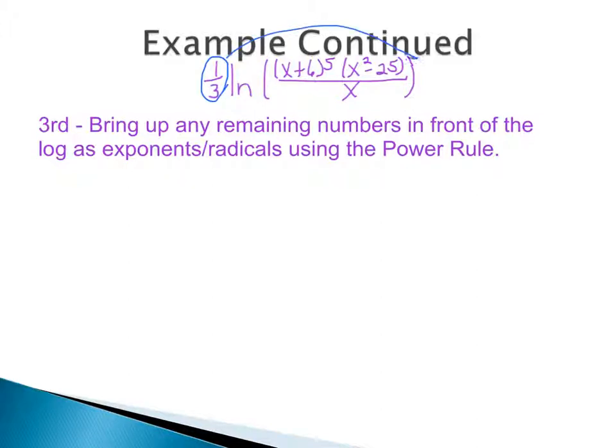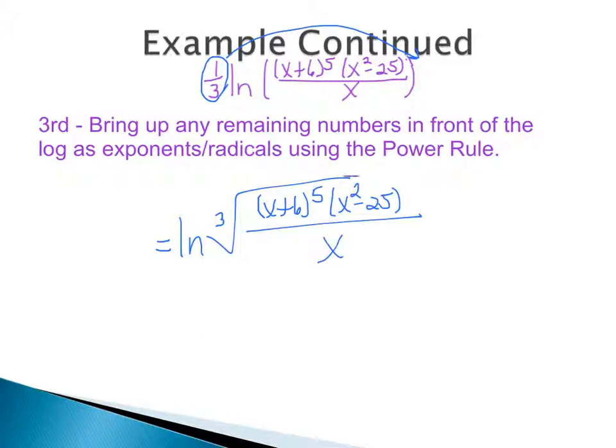And remember, to save yourself time, you can say that you have the natural log of the whole inside raised to the 1/3, but a 1/3 exponent does mean that it's going to be a cube root. So we're keeping this as the natural log of the cube root of our x plus 6 to the 5th, x squared minus 25, all over x. And that would be our condensed form. So again, remember that the natural log is still on the outside of that root, or whatever the exponent happens to be.